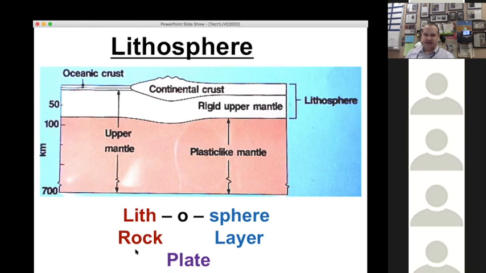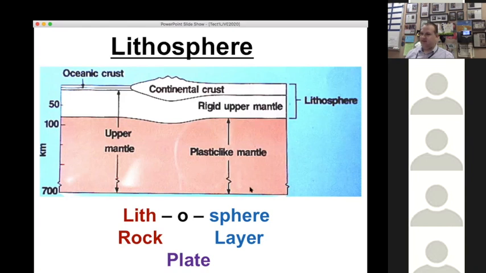Lith means rock. Sphere means layer. So this is a layer of solid rock that can move as one piece. We have another name for that. A big chunk of the Earth that is broken and can move is called a plate. Lithosphere, rocky layer.